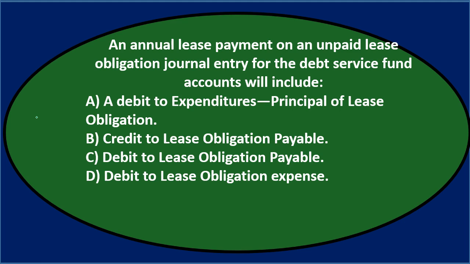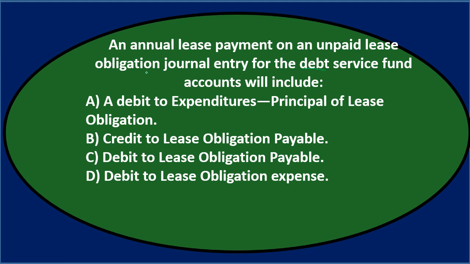Let's go through this again using the process of elimination. An annual lease payment on an unpaid lease obligation, a journal entry for the debt service fund. So now we're thinking about the debt service fund as opposed to the government-wide activity. Government-wide activity is on an accrual basis. Because it's a lease obligation, we're thinking it's on the books basically as a capital lease in the government-wide type of activities.